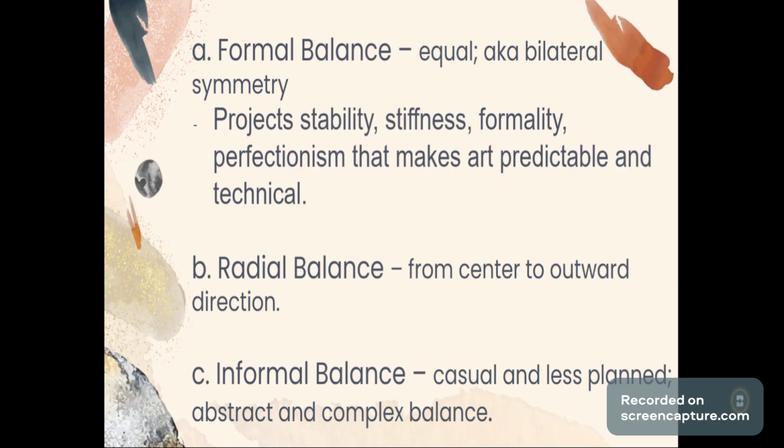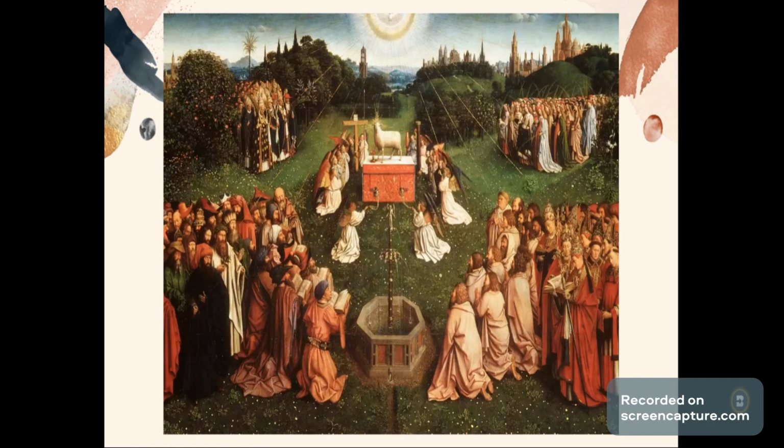Number three, or the letter C, we have informal balance or asymmetrical. It is casual and less planned, abstract, and complex balance. For example, this is an example of formal. Like if you see something on the left side, it will be on the right side too. So, it is formal balance, 50-50, right?